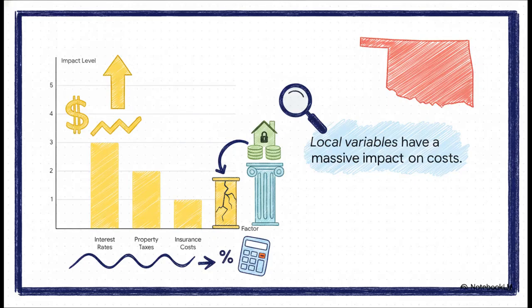State mortgage rates have a massively high impact on your payment. Seriously, even a 1% shift can save or cost you tens of thousands of dollars over a 30-year loan. Property taxes also have a really high impact, and regional insurance costs have a moderate impact. A fluctuation in any of these three pillars drastically alters your bottom line. You literally have to watch these Oklahoma rates closely and plug them into your calculator regularly.